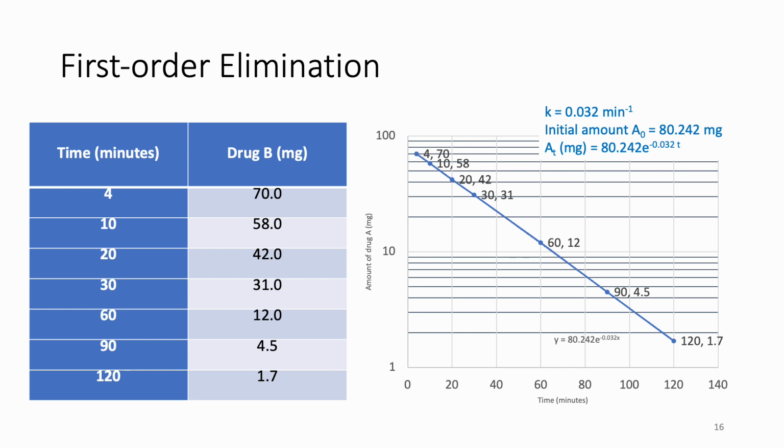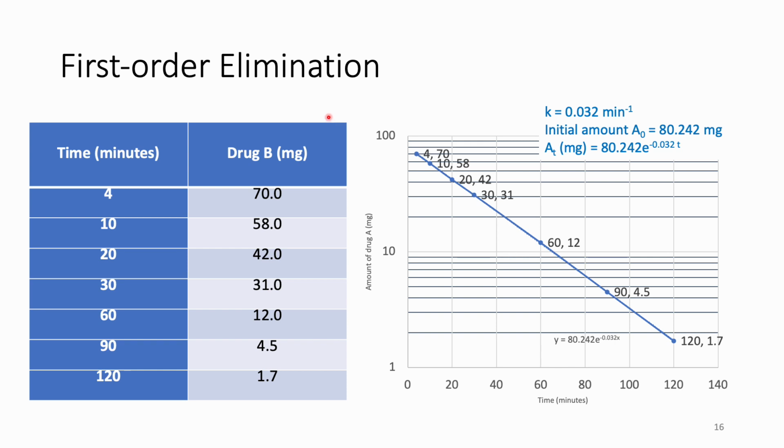Now we go to the next order. That's first order elimination. Most of the drugs follow first order elimination. Just some drugs follow zero order elimination. So first order elimination is very important, and you must know clearly how to calculate some basic PK parameters in here.